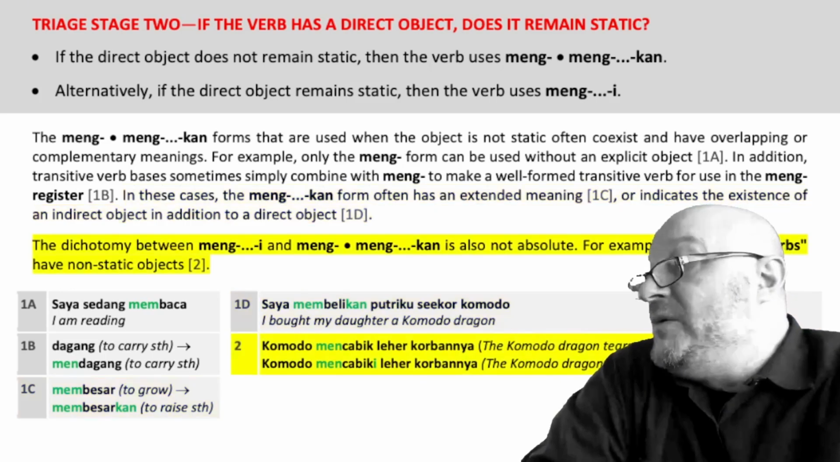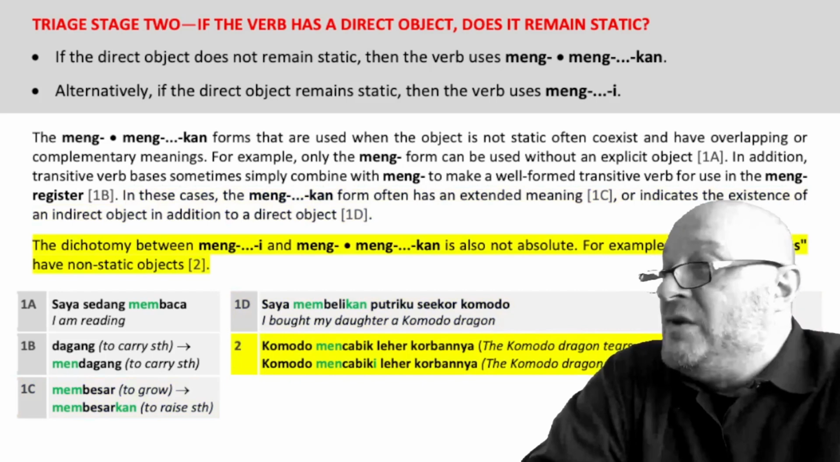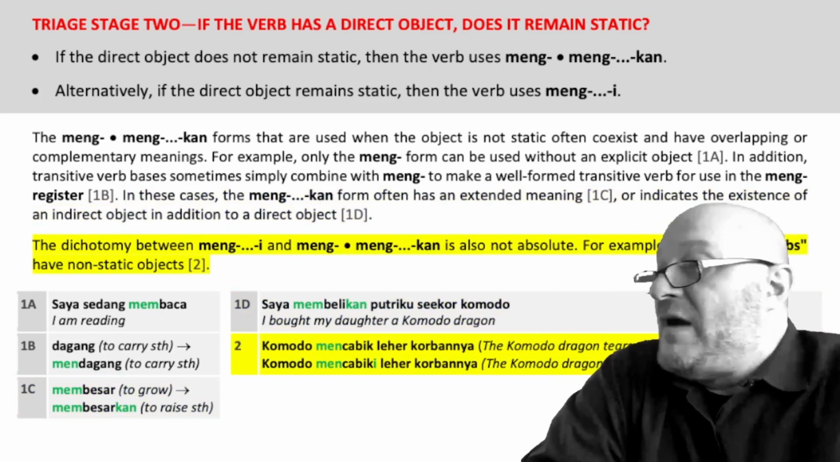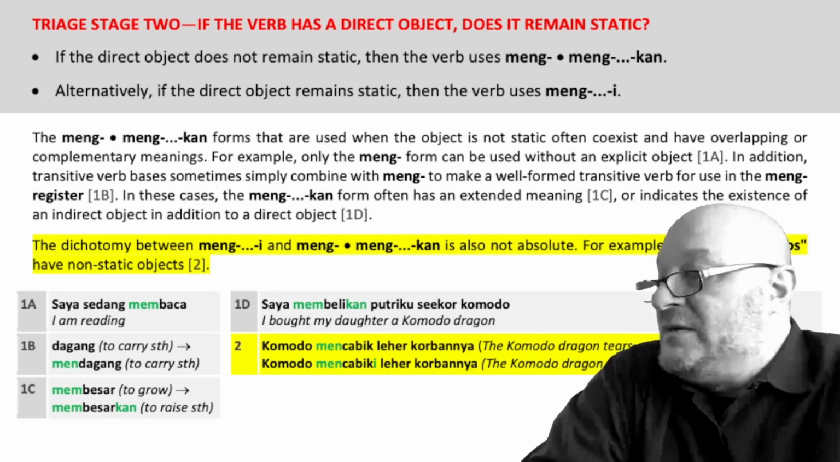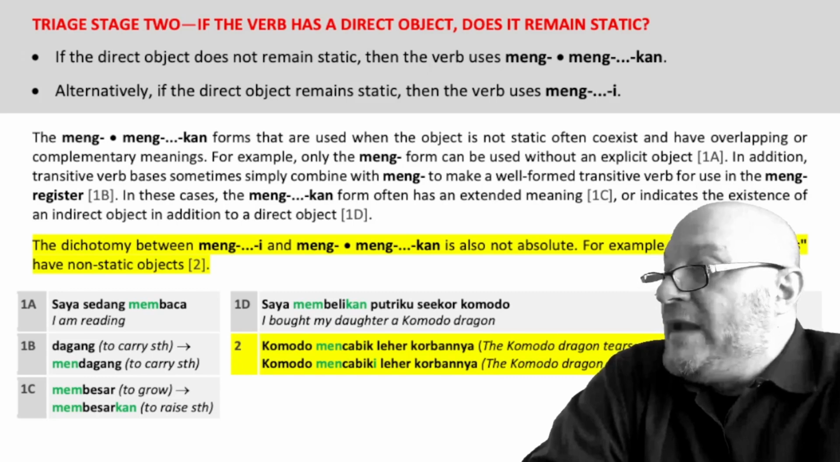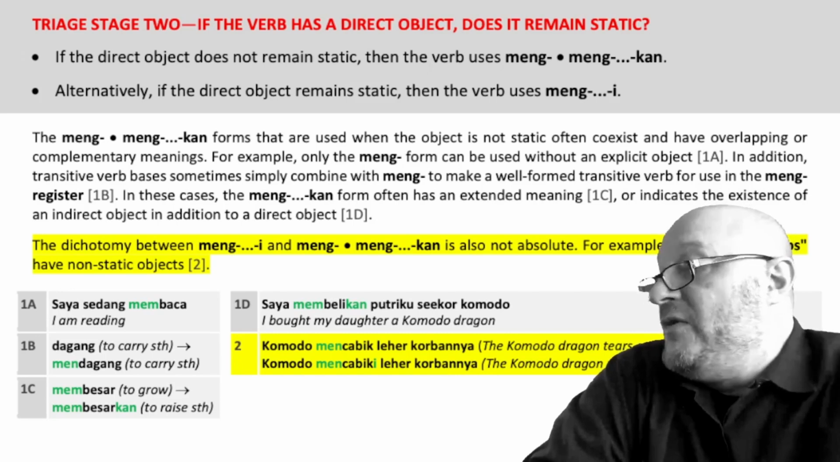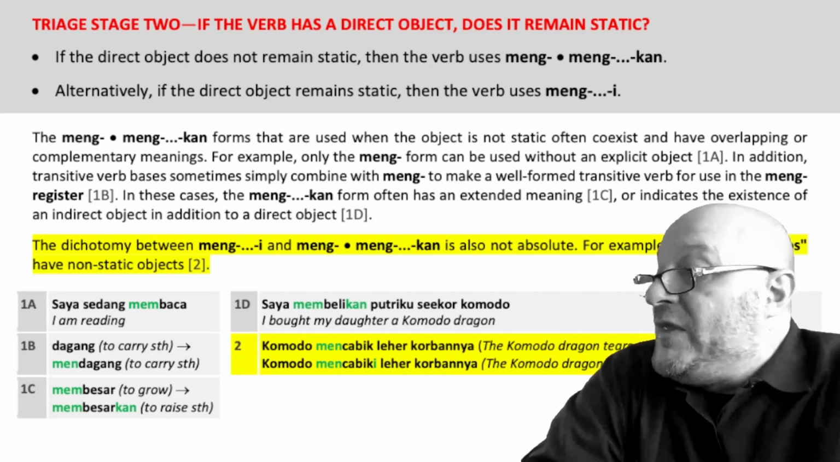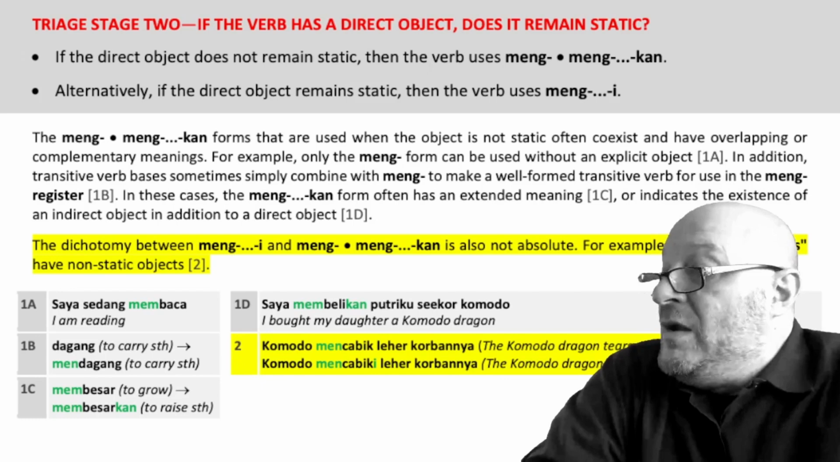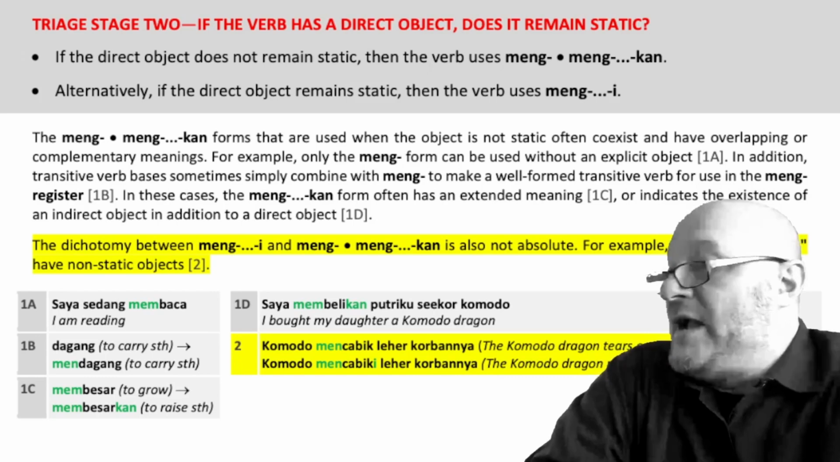The dichotomy between meng-i and meng-kan is also not absolute. For example, repetitive meng-i verbs have non-static objects. So in example 2, Komodo mencabik leher korbannya. The Komodo dragon tears the throat of the victim. But the meng-i form, Komodo mencabiki leher korbannya, means the Komodo dragon repeatedly tears at the throat of its victim.